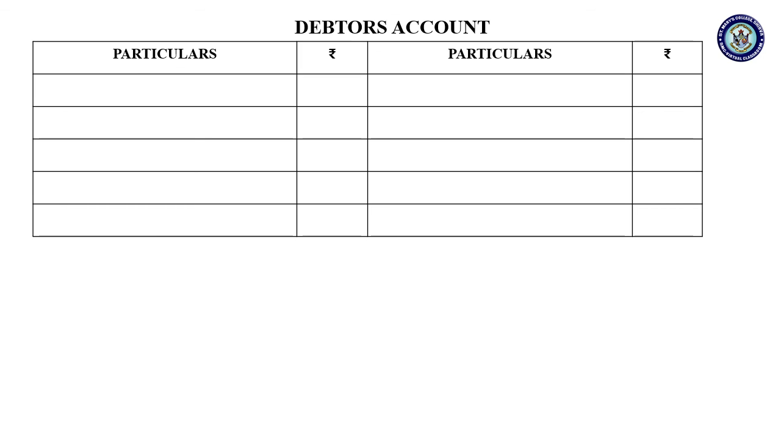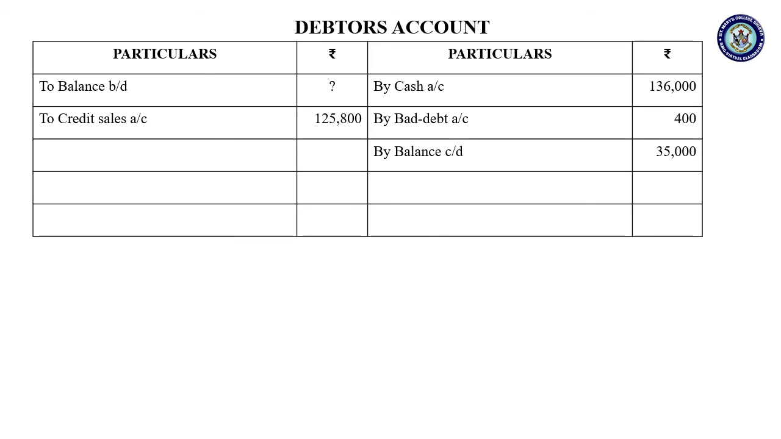To start with, the opening balance, that is balance brought down. You don't know the opening balance. Then by cash account, the receipt from debtors. Then bad debt, that is the last adjustment. Then credit sale, which we just calculated. Then the closing value, that is 35,000. The total will be 1,71,400. The balancing figure will be the opening debtor value, 45,600. So that is your debtors account.